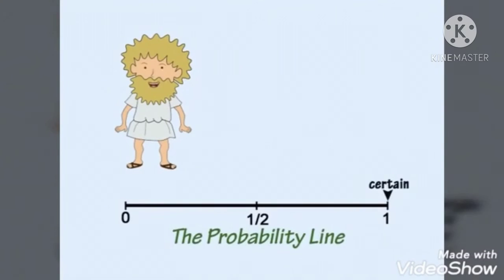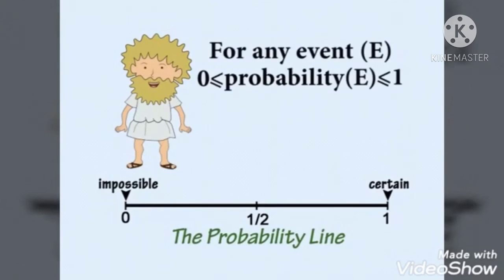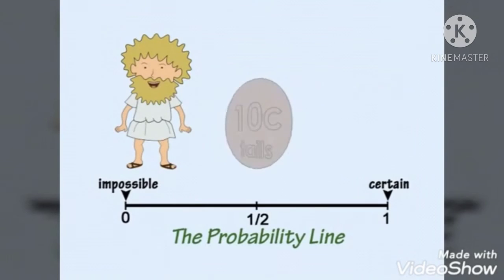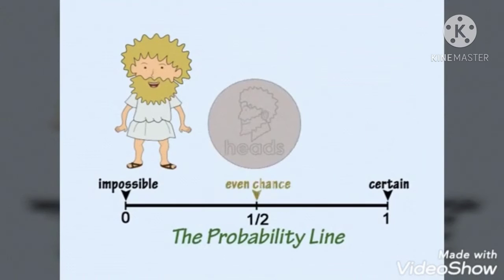One means total certainty, naught's impossibility, and the chance of anything happening lies in between, and that's what we mean by probability. Toss a coin and there's an even chance of getting heads, but there's also half a chance of getting tails instead.